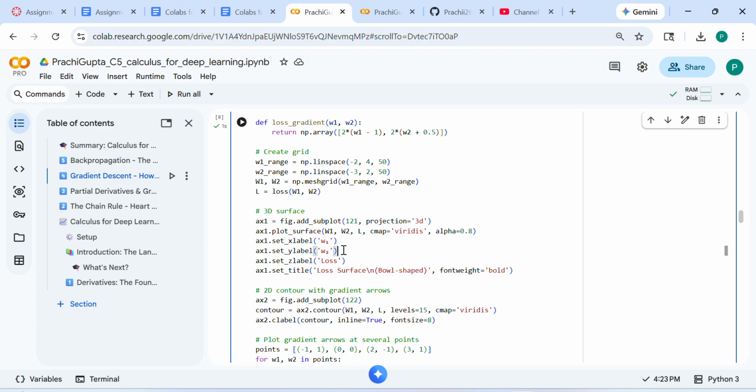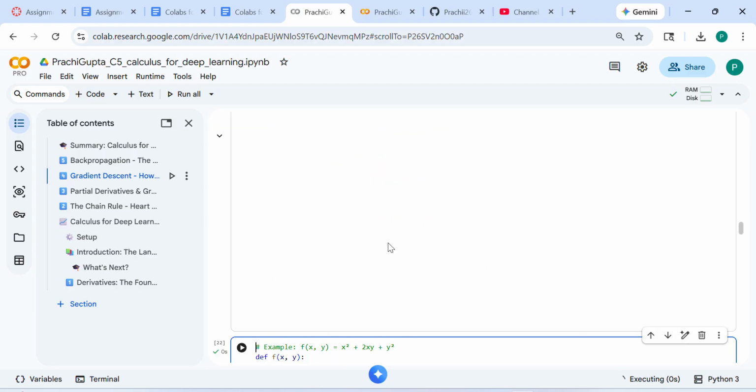It also shows the gradients. The gradient points uphill, increasing loss. So to reduce the loss, we move opposite to the gradient. This gives a geometric understanding of learning. Training is walking down the hill on a loss landscape. Let me play this.